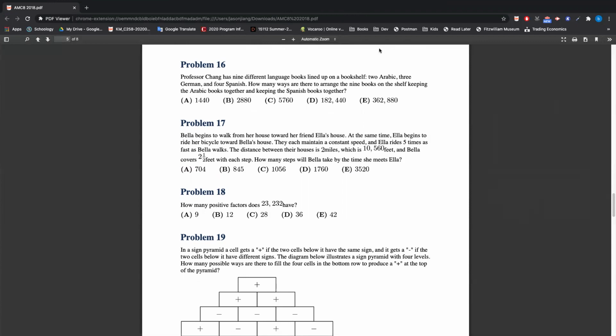So we have Professor Chang, who has 9 language books, 2 Arabic, 3 German, 4 Spanish. And we want to know how many ways there are to arrange the 9 books, keeping the Arabic books together and the Spanish books together. So we can treat this as basically a block of Spanish books, a block of Arabic books, and then 3 German books.